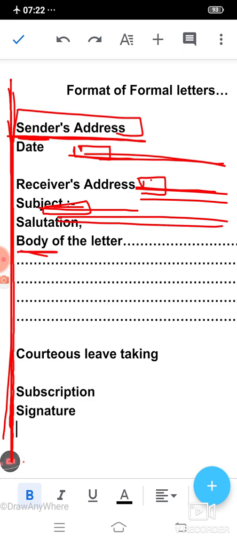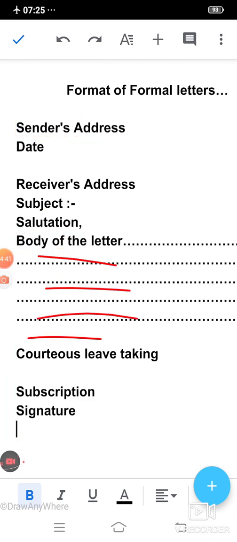If we are starting lines in this way, it is considered a wrong method or format of writing a letter. Generally it happens here: after salutation we start the body of the letter from here. So this is a wrong method, and it must be avoided. All these things must be written in a sequence, in a straight line. Now we will discuss some questions, how we have to write answers in the examination.